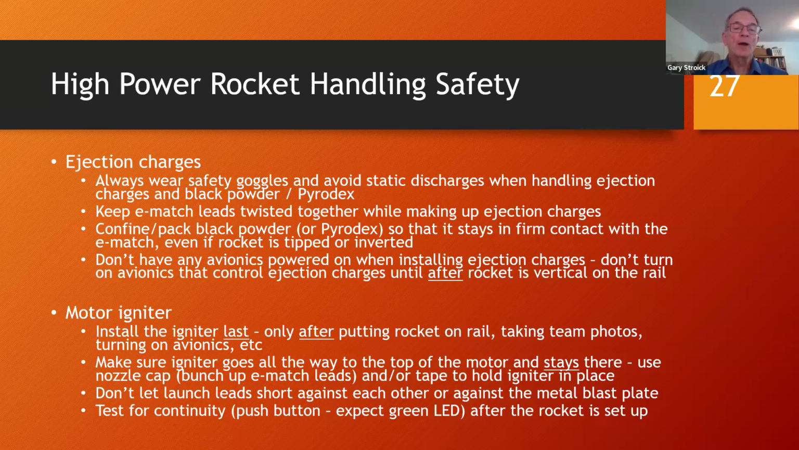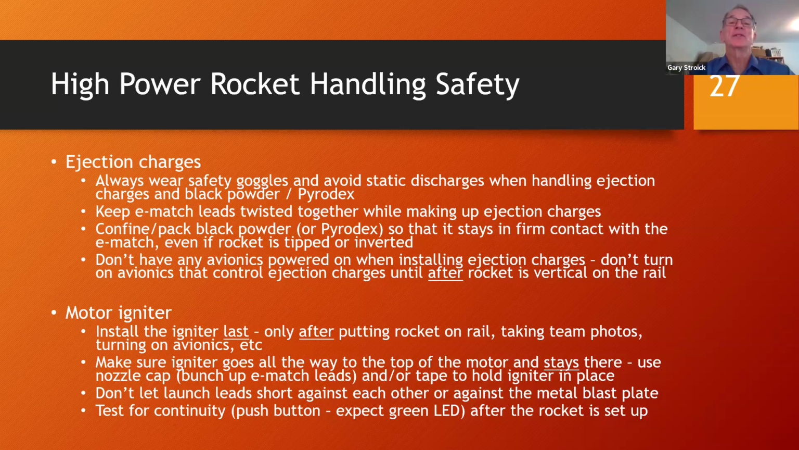All right. In order for that igniter to work, especially in certain brand motors like Cesaroni motors, that igniter has to be all the way to the top of the motor. Even in all motors, you want it all the way to the top so that when the igniter starts the motor, the flame front is going down the entire length of the motor and out the nozzle. You don't want the igniter in the middle, so you have a flame front going up and a flame front going down, reflecting back and forth and potentially creating pressure waves in the motor. So you want it all the way at the top, and you want it to stay there.